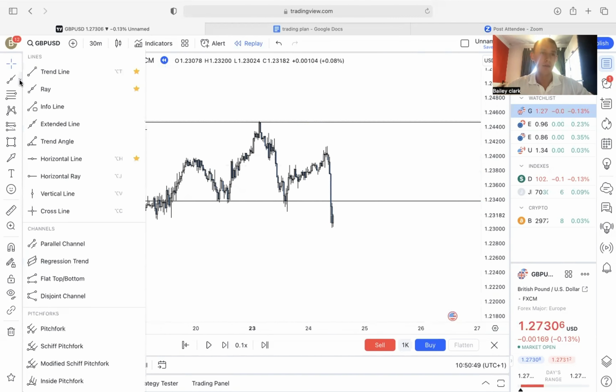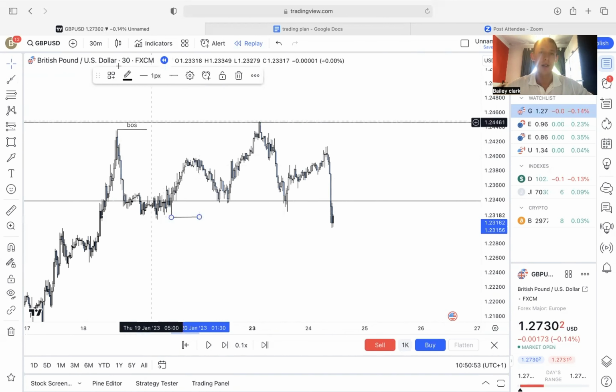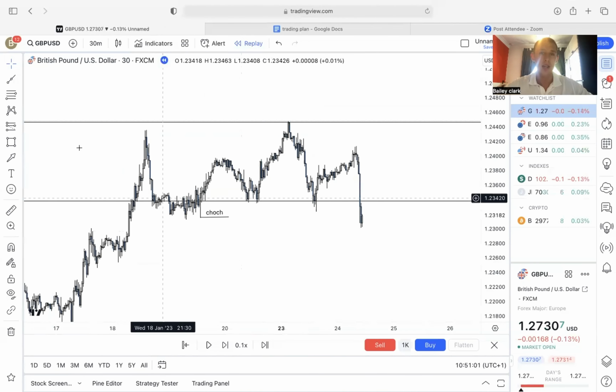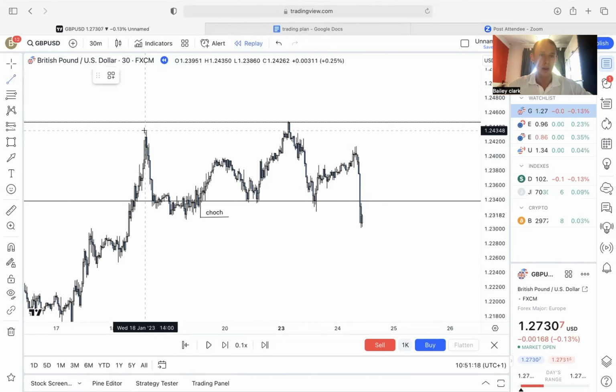There we go. So price took out this structure. That is our change of character. And remember I said for the lower time frame entry model, we also want to see a sweep of liquidity, which in this case is a sweep of this high. So a lot of the times you'll see when price comes into these higher time frame areas, you get an initial push down from the area, then we get a sweep of the initial sellers, and then price will break the structure, and that counts as a sweep of liquidity.